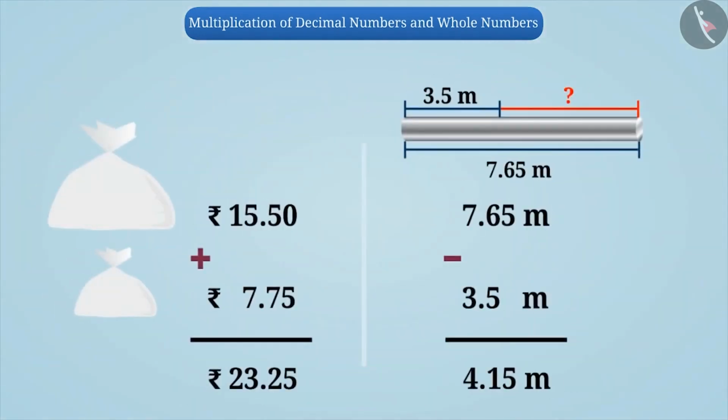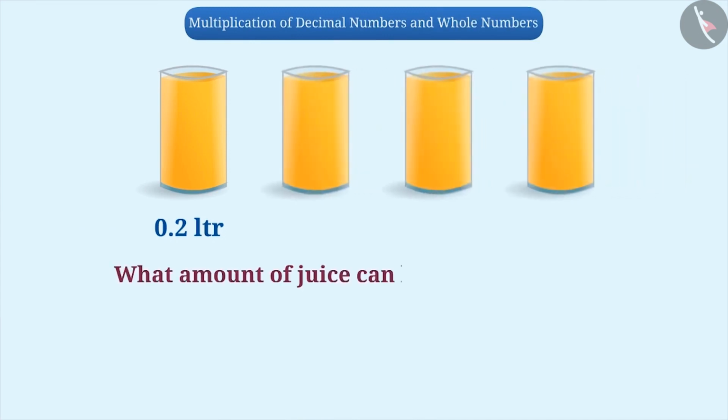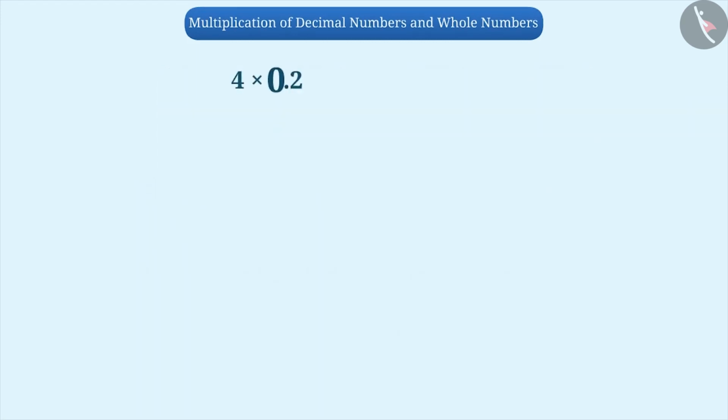We have learnt addition and subtraction of decimal numbers in previous classes. Now we will learn to multiply them. Consider 0.2 liters juice can be filled in a glass. If we need to know the amount of juice that can be filled in 4 glasses, then we need to multiply 0.2 and 4. Let's find the result of 4 multiplied by 0.2.